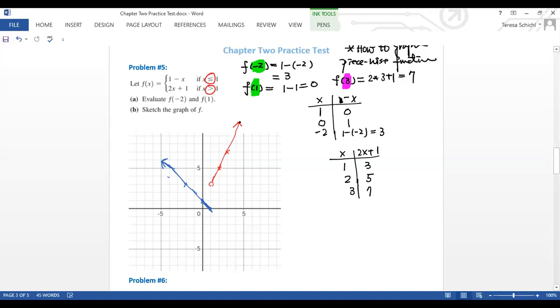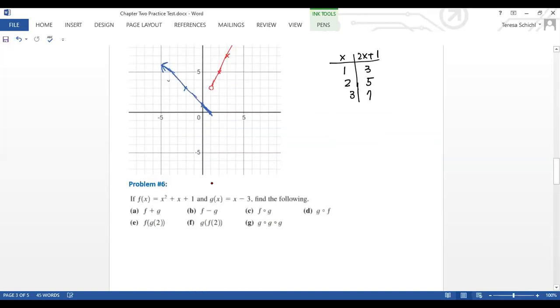Okay, so as long as you remember, you always need to graph both at the breaking point. One piece is going to have a solid dot, and one piece is going to have a circle there.